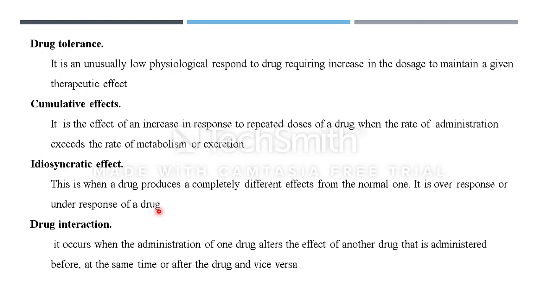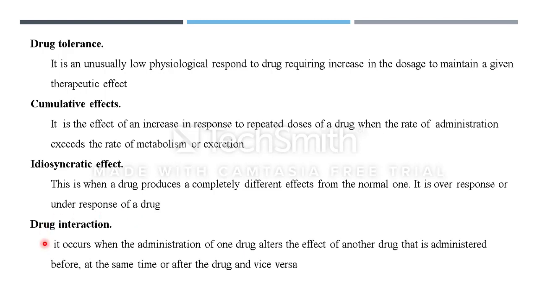For example, taking an antihypertensive drug as an example, when you're taking, let's say, lisinopril, and this lisinopril reduces your blood pressure, and we know that, let's say, one tablet of lisinopril is supposed to decrease your blood pressure from, let's say, 150/130 to 120/80, and this same drug was administered and it drops the blood pressure from 150/130 to 80/60, then it means that there has been an idiosyncratic effect, meaning the drug produced a completely different effect from the normal one, and it is over response or under response of a drug.